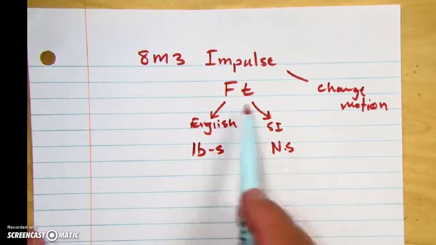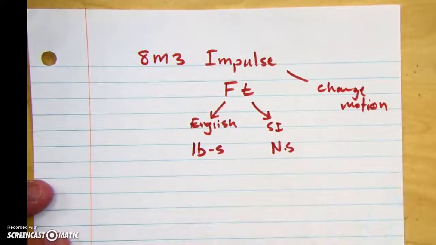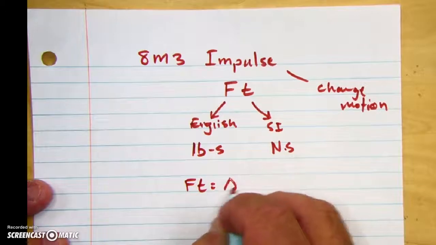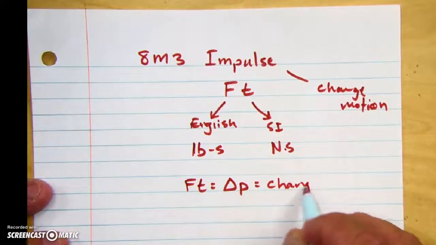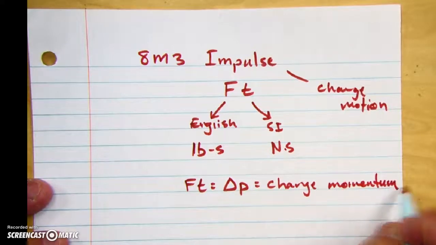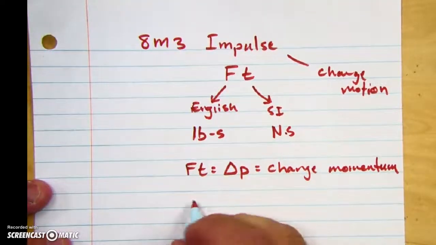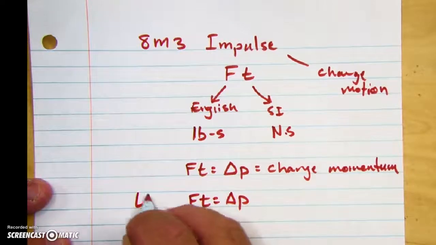So force times time is equal to impulse, and that's kind of important. Force times time will change momentum. In other words, if I have that, I'm going to change momentum, which makes sense because it's going to cause me to change velocity. And that's our definition of that. So Ft is equal to delta P, and that's in the linear world.